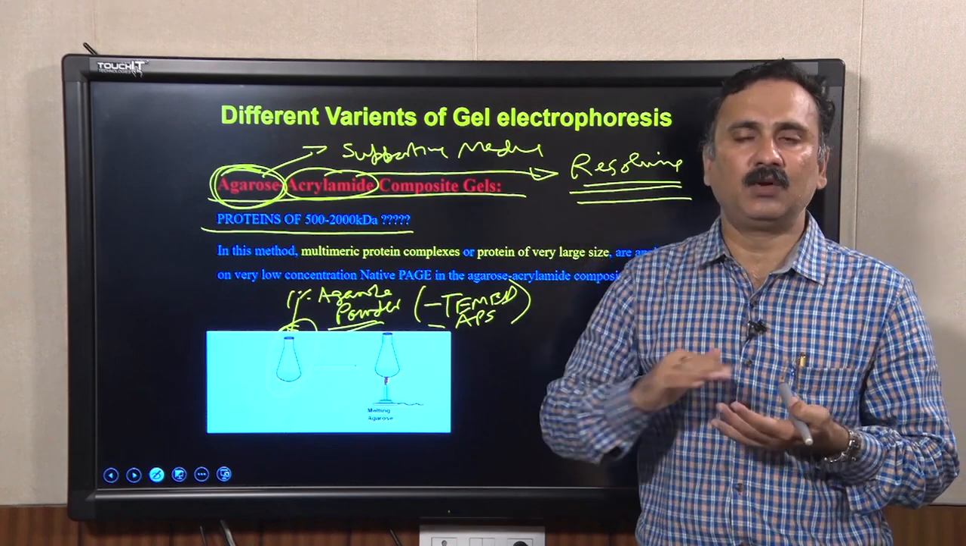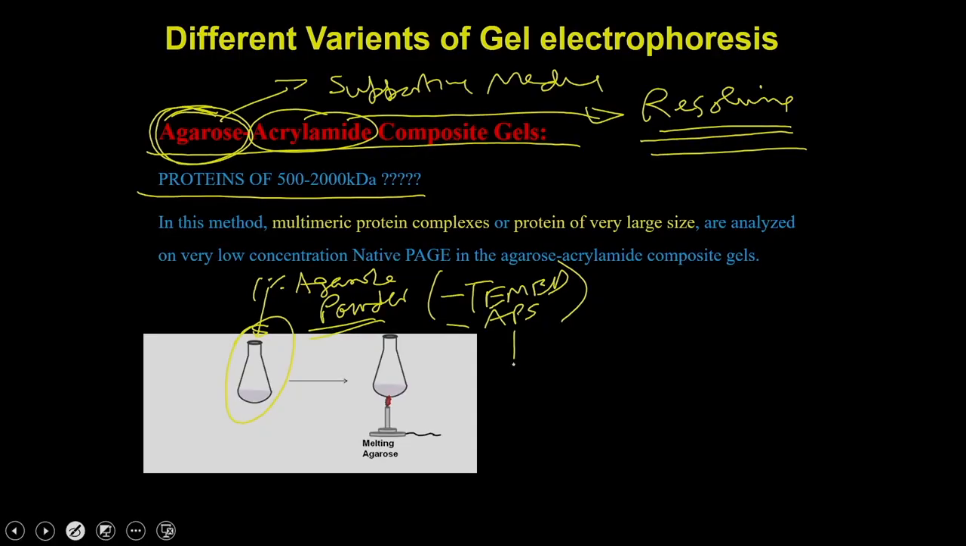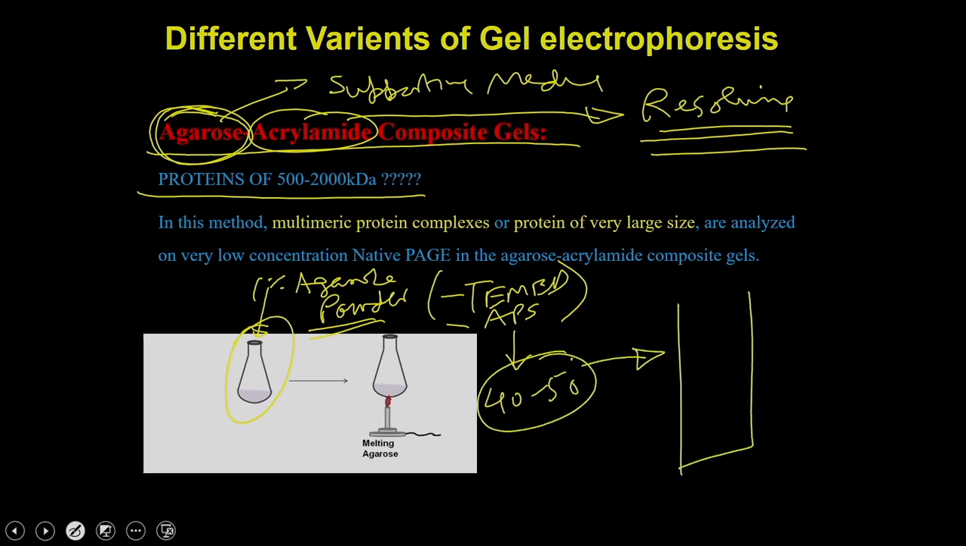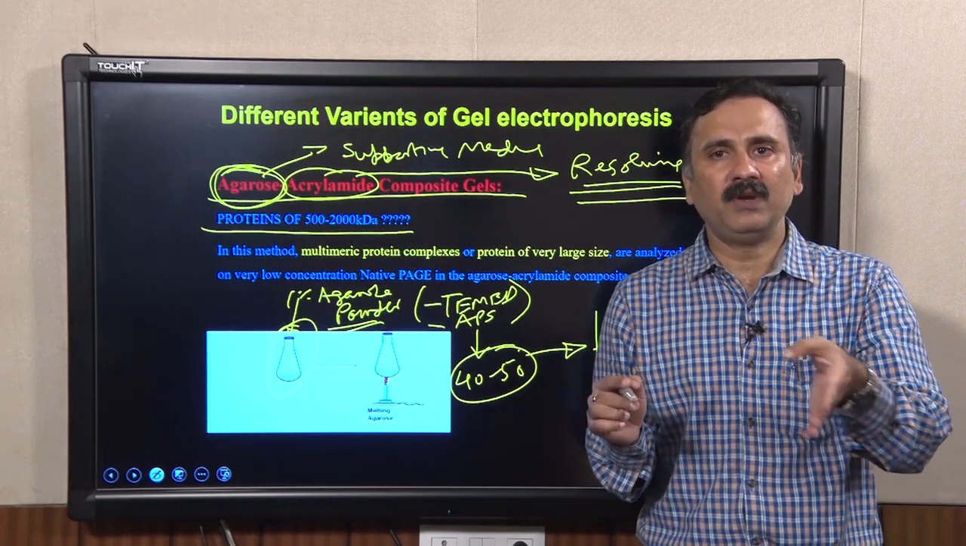You boil it so that the agarose gets melted, and then when this solution cools down to 40 to 50 degrees, you pour it into the glass plates which you are using for vertical gel electrophoresis, and let it set to give you the resolving gel. So you prepare a resolving gel where the acrylamide percentage is 3 to 4% and the agarose is 1%.